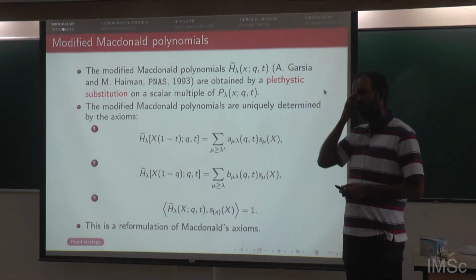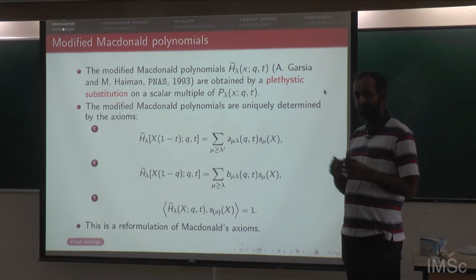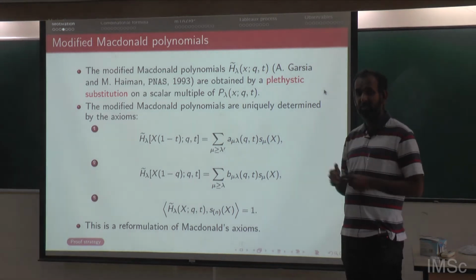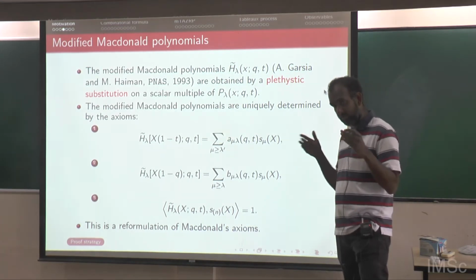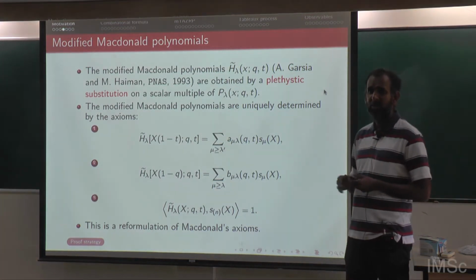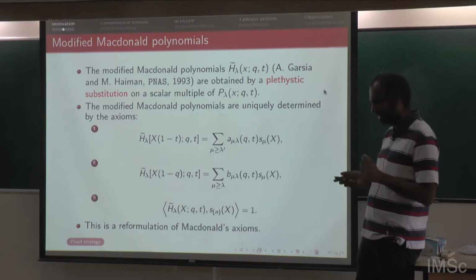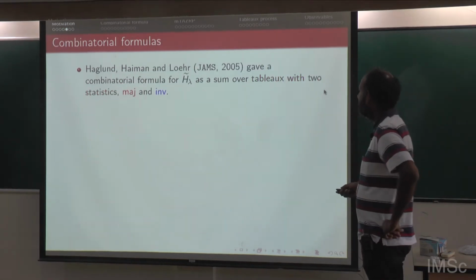So if you expand the p lambdas in terms of monomial symmetric functions, the coefficients are rational functions in q and t. But the modified Macdonald polynomials, when you expand them, you really get polynomials, and the expressions are also more compact. So in some sense, they are simpler.